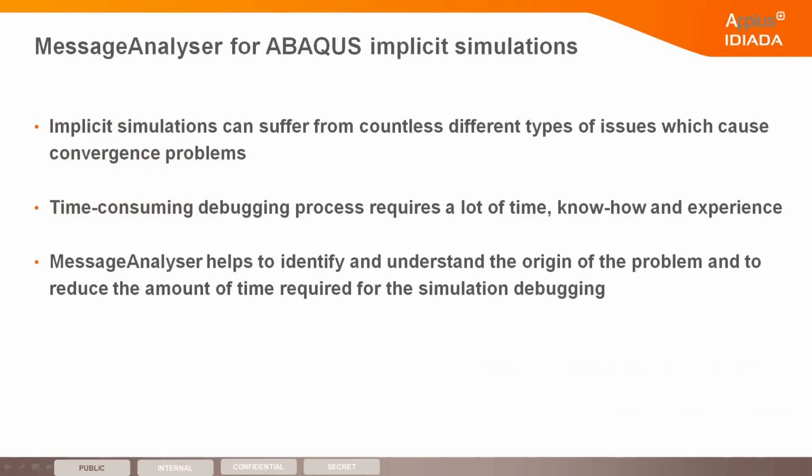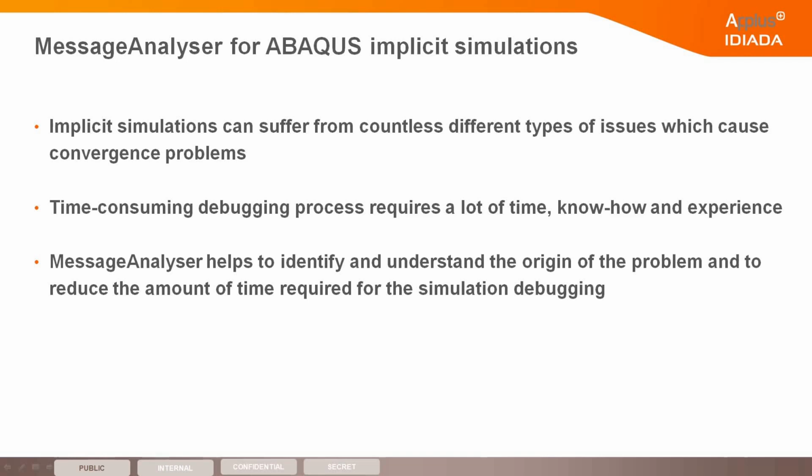Implicit simulations in general have problems with their numerical convergence, either because of the model complexity, nonlinear behavior, contacts, or any other aspects of the implicit type of simulation. And since each simulation can suffer from its own specific issues, the model debugging process can be extremely time-consuming and exhausting even for an experienced CAE engineer.